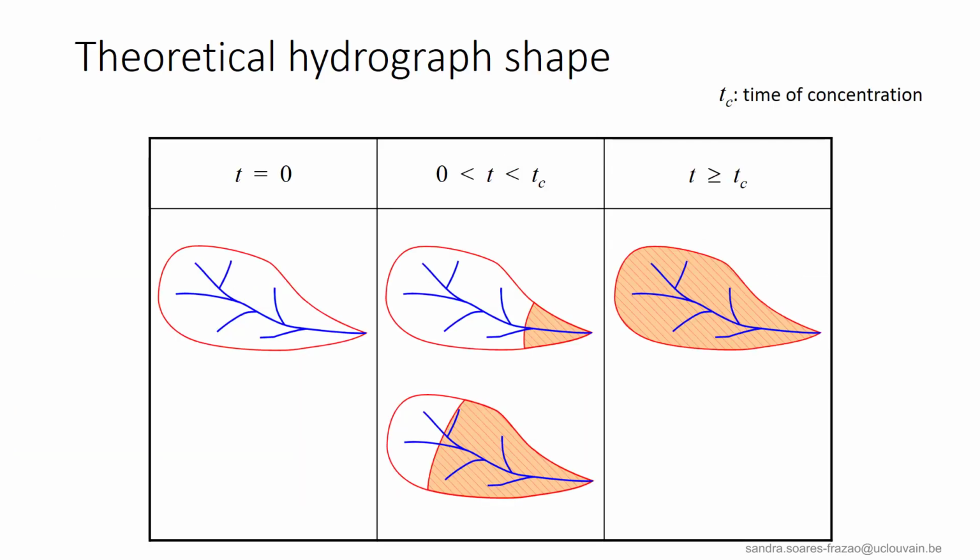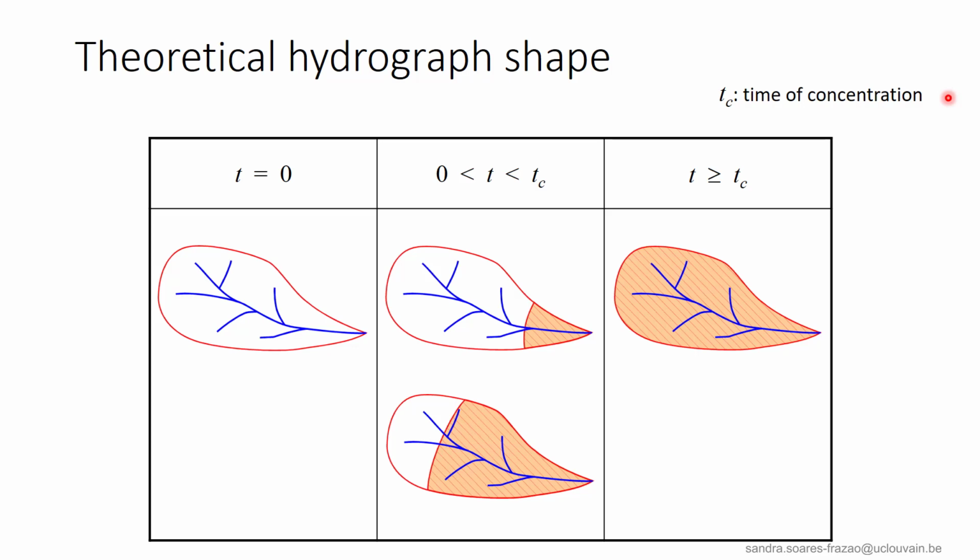As we have seen in the previous representations of the hydrographs, the discharge progressively increases when it starts raining. We will define Tc, the time of concentration of a catchment, as the time required for water to travel from the most hydraulically remote point in the basin to the outlet of the basin.